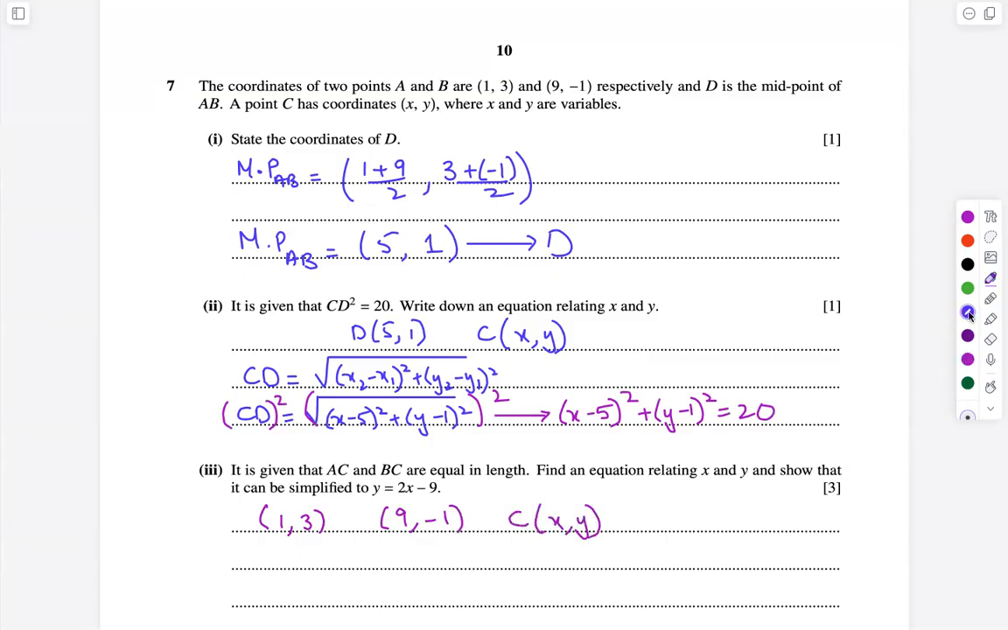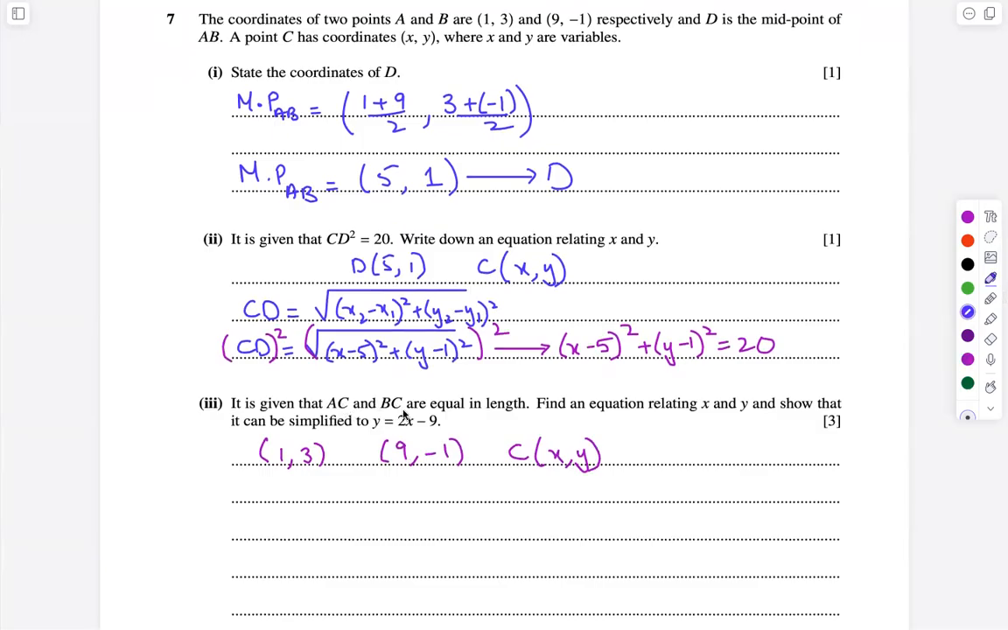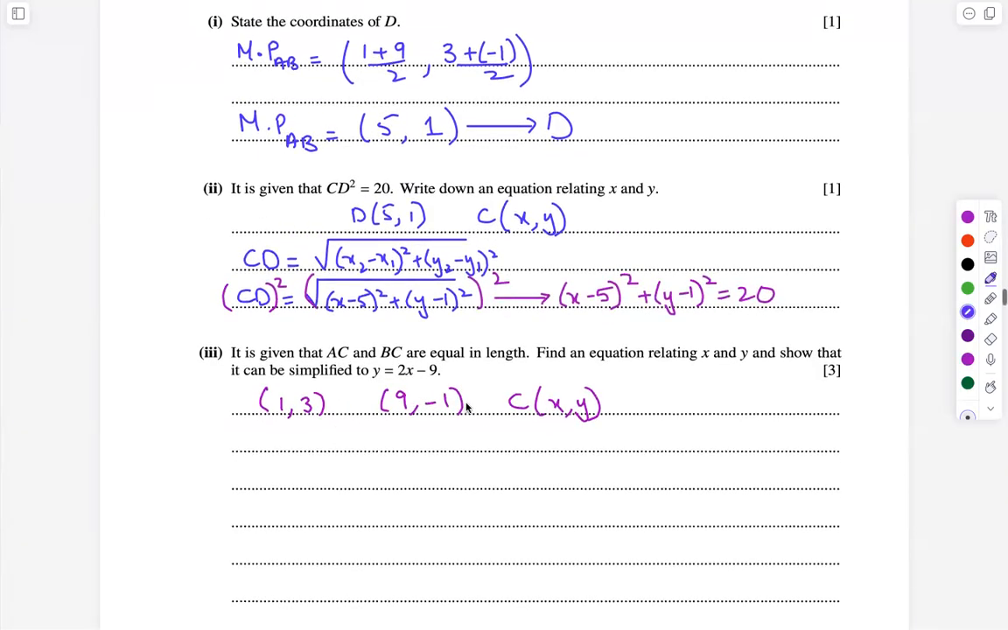As the lengths are equal, we can apply the distance formula to AC and BC and equate the two. So first finding the distance of AC, that will become the square root of (x2 minus x1), so (x minus 1) whole squared, plus (y2 minus y1), which will become (y minus 3) whole squared, and that will be equal to the distance of BC. So the distance of BC will become the square root of (x minus 9) whole squared plus (y minus -1) whole squared, so that will become (y plus 1) whole squared.